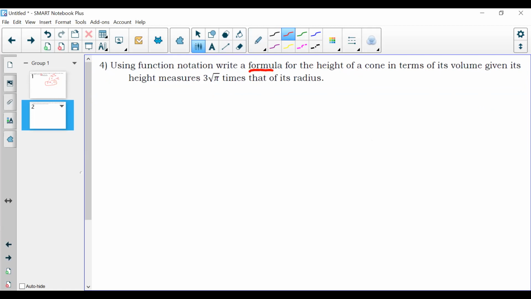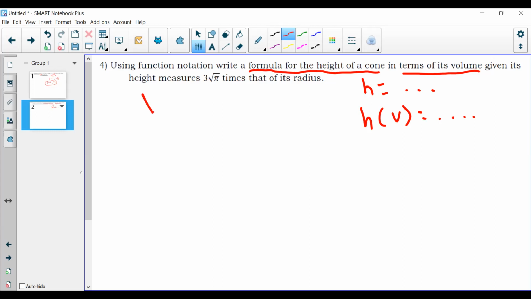So when it says write a formula for the height of a cone, that means write it as h equals whatever it is. When it says in terms of the volume, it's saying I want h in terms of v. So I want h of v equals whatever it's going to be. But to figure out what the height of a cone will be in terms of its volume, well, we don't really know what that is. That's not really normal to know.